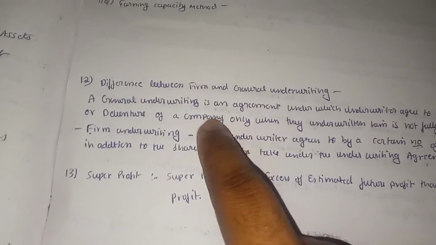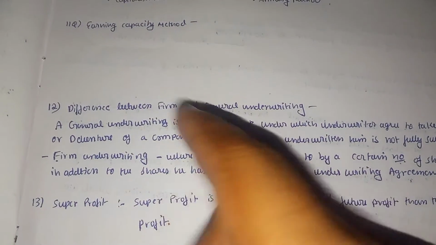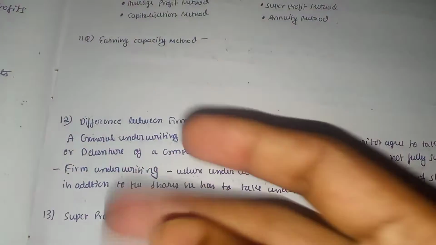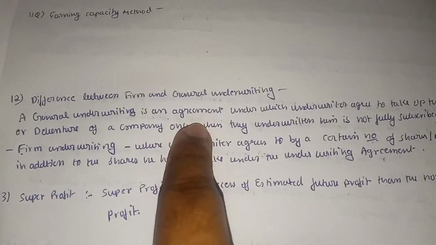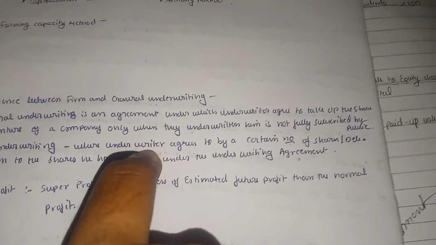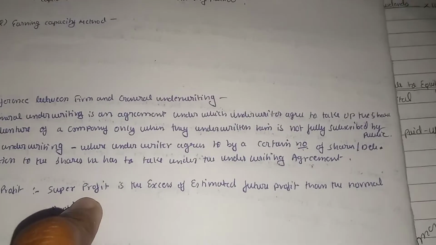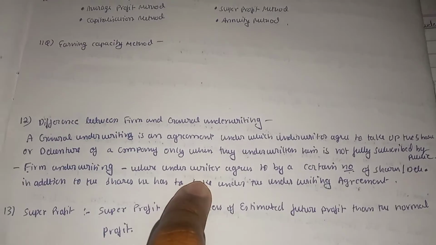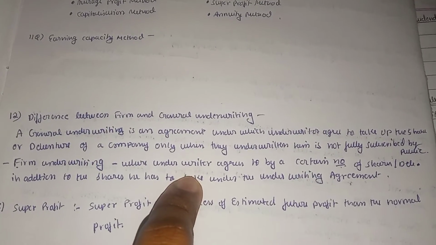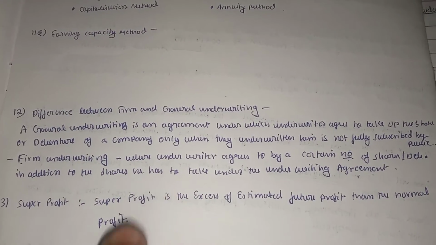Differences between firm underwriting and general underwriting. They can ask like this, or they can ask what is firm underwriting, or separately what is open or general underwriting. Open or general underwriting is an agreement under which the underwriter agrees to take up the shares or debentures of a company only when the issue is not fully subscribed by the public. Firm underwriting is when the underwriter agrees to buy a certain number of shares or debentures in addition to the shares he has to take under the underwriting agreement.